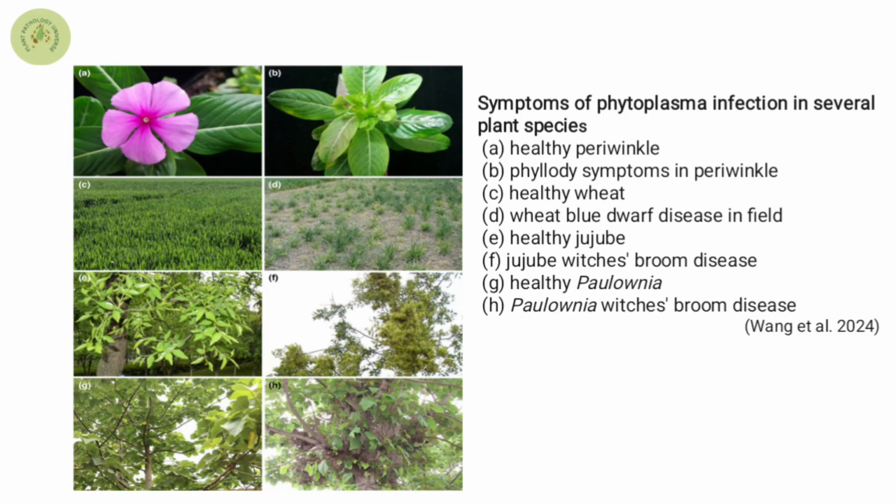Then the third picture is of a jujube tree. That's a healthy one, and that's a jujube tree which is infected with witch's broom. Similarly for your paulownia, which is the healthy one, and this is your paulownia which is affected with the phytoplasma and having the symptoms known as witch's broom, right? So these are the different symptoms that have occurred due to the effect of your phytoplasmas.